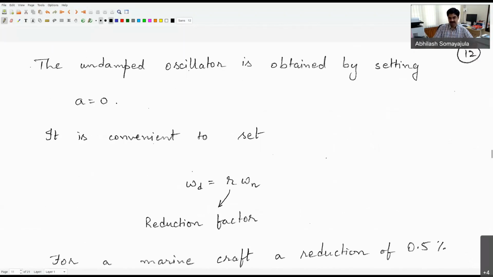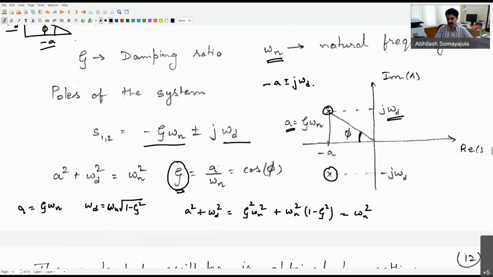The undamped oscillator is obtained by setting A equal to 0. Since A is equal to zeta omega n, we are essentially setting zeta equal to 0. In that case, we can see that the poles will translate onto the imaginary axis, so the poles will now be located on the imaginary axis. And omega d will also become equal to omega n in this particular case. Is everybody following me so far?